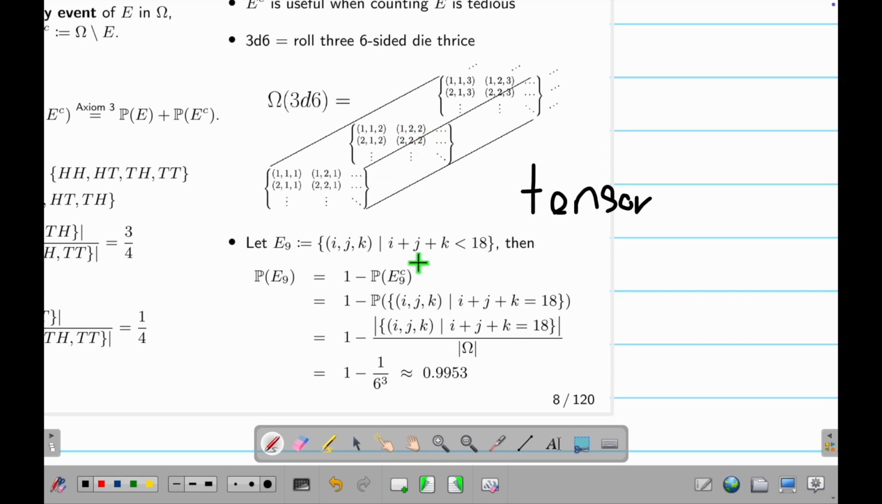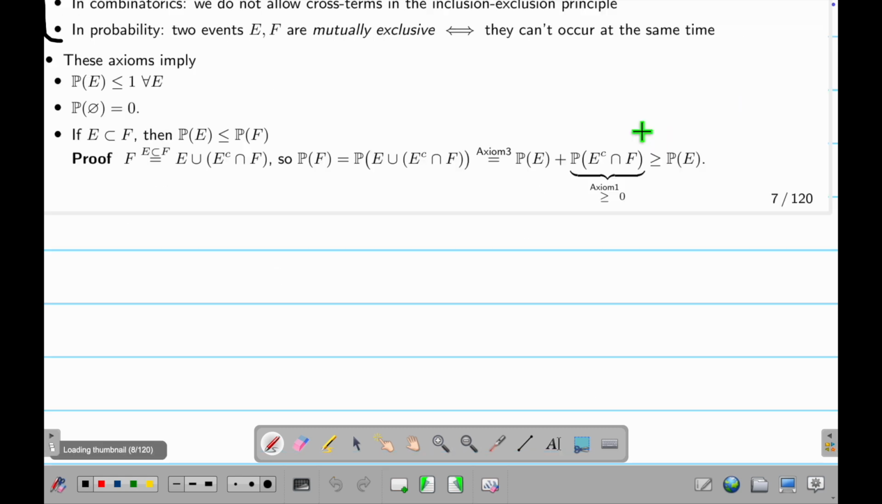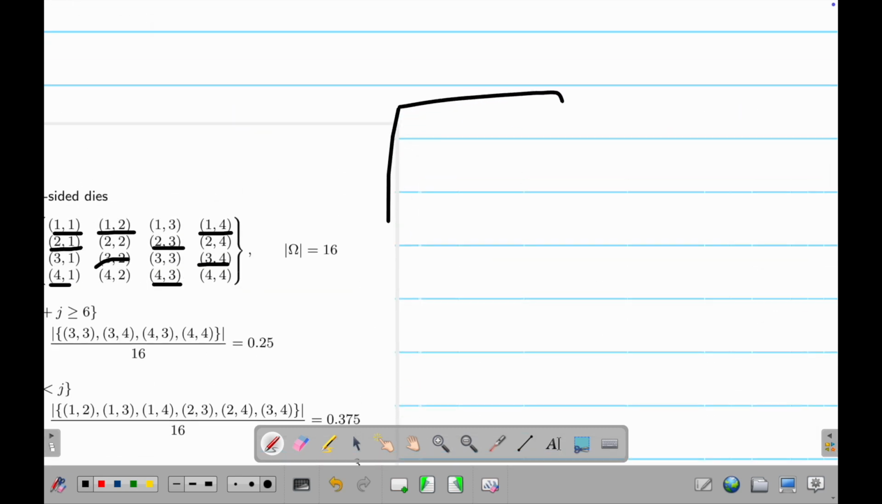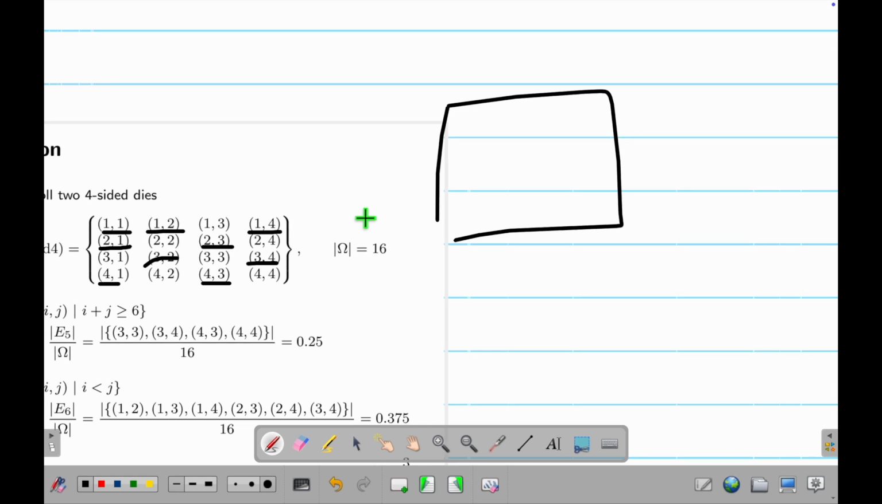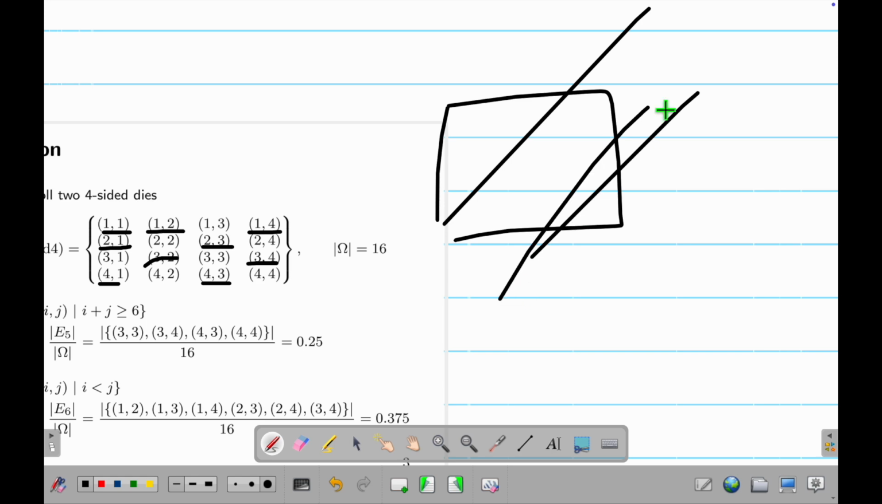So you find the line that i plus j plus k is smaller than 18. This is a 3D thing, right? Let me go back to 2D to give you the idea. If I want i plus j equal to 6, that means what? 2, 4 is 6, 3, 3 is 6, 4, 2 is 6. So I want this line.